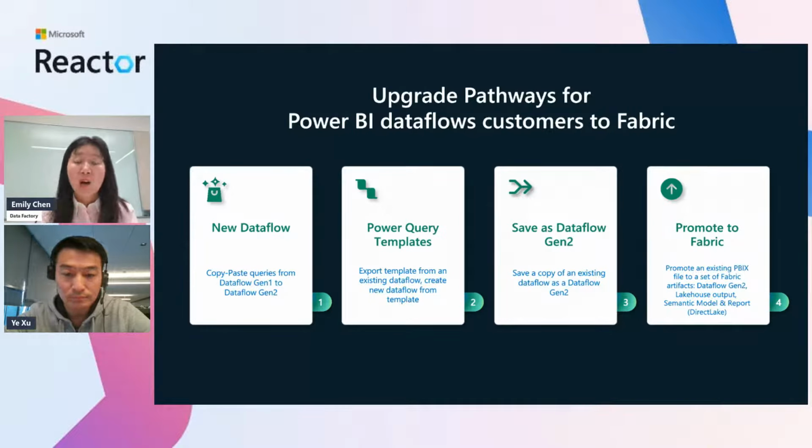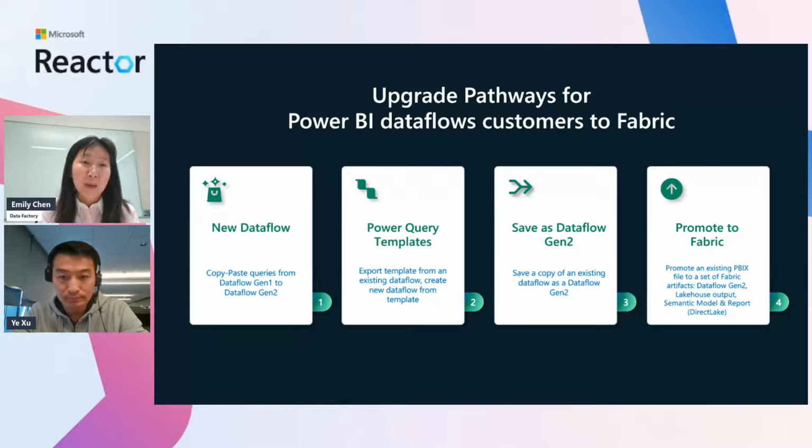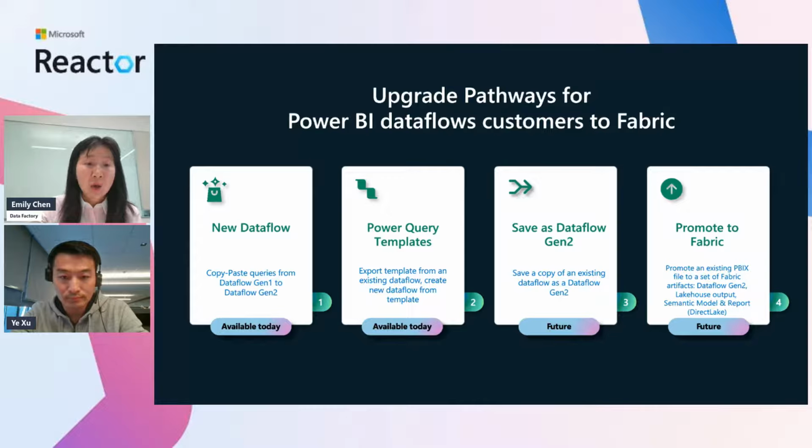We have a way to promote an existing Power BI PBIX file to a set of Fabric artifacts, for example Dataflow Gen 2, lakehouse output, semantic model, and report. So hopefully you find the best way for you to upgrade your Power BI dataflows in Fabric. We already have the new dataflow and the templates available today. And the save as and the promote, which are on our roadmap, we will deliver to you in the very near future.